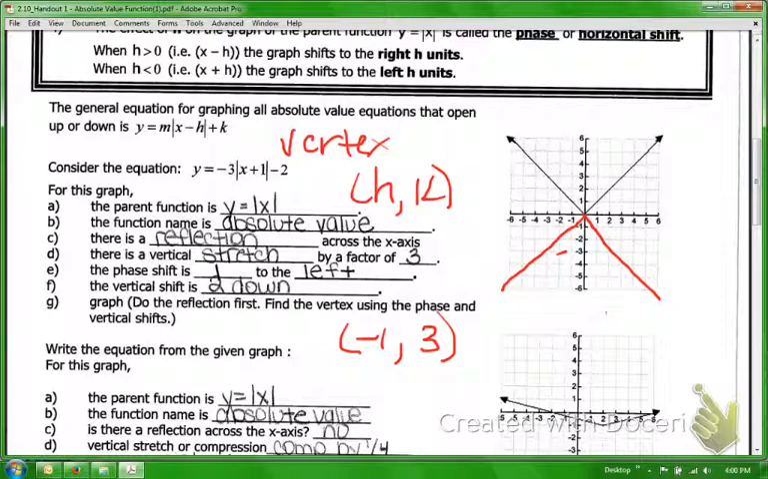And then our graph's going to go down. Or think about it this way. We're going to go 1 unit to the left, 3 units down. So the graph happens right there.